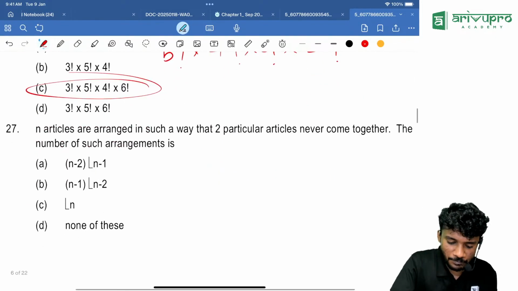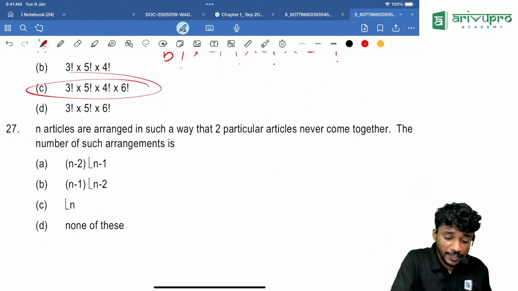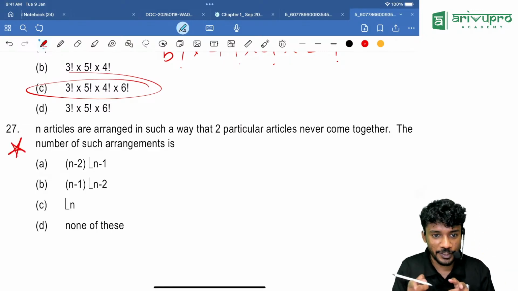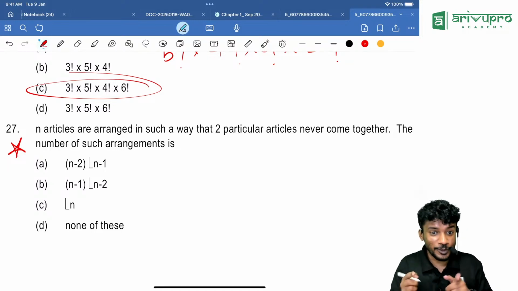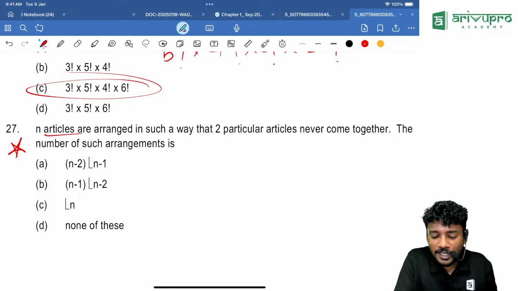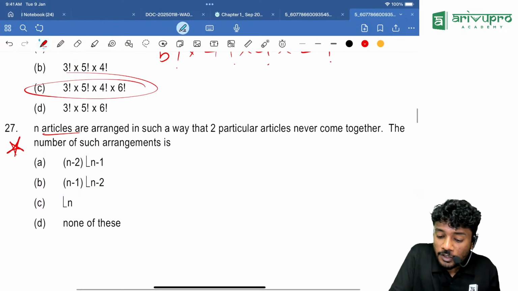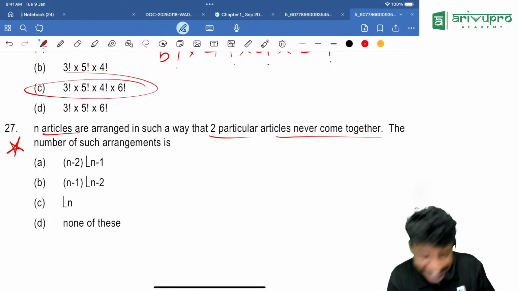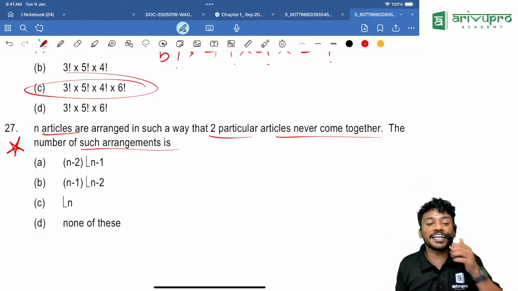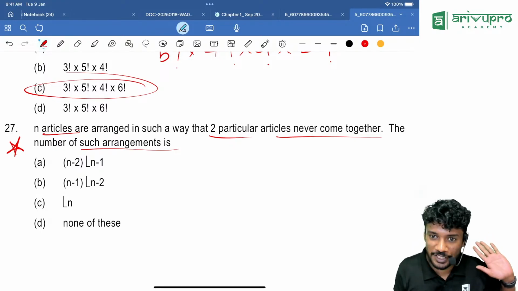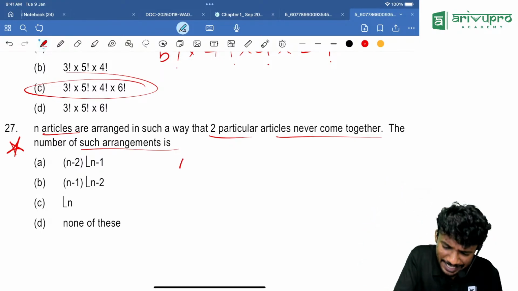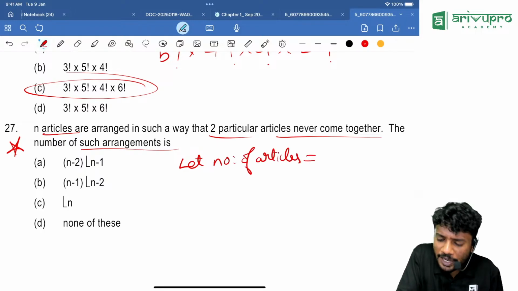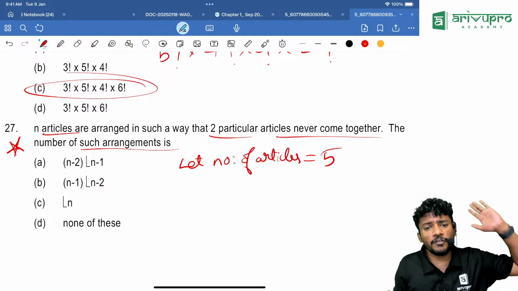Next one. Very good question. From permutation and combination, whatever questions they have included are very good for the mock test. N articles are arranged in such a way that 2 particular articles never come together. Then the number of such arrangements is how much is the question. Now I will tell you. Let the number of articles be equal to 5. I am taking it as 5.